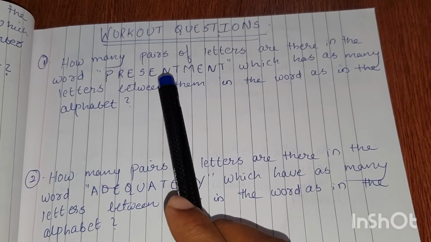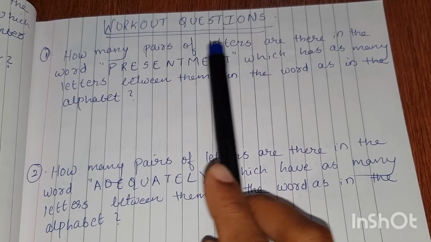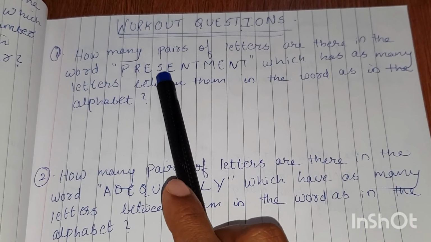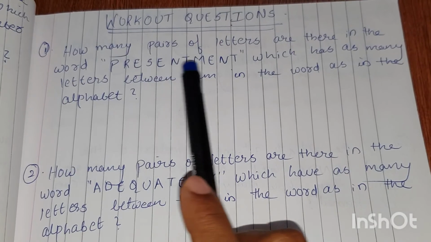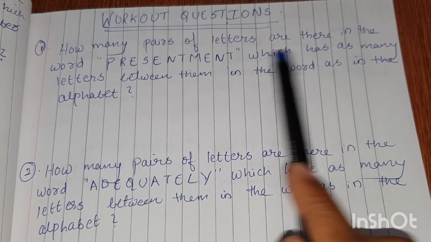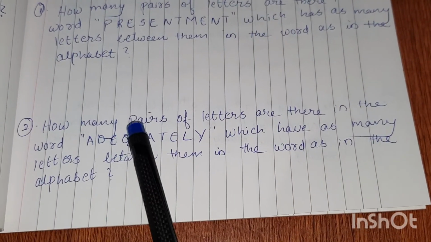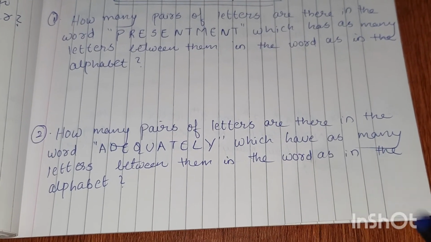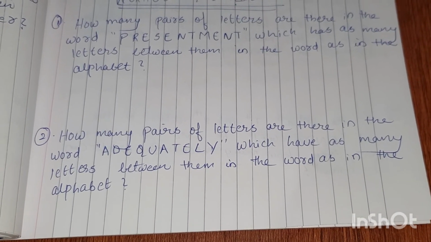Going to the workout questions of this type of number-letter series. First question: how many pairs of letters are there in the word presentment, which have as many letters between them in the word as in the alphabet? Next question: how many pairs of letters are there in the word adequately, which have as many letters between them in the word as in the alphabet?